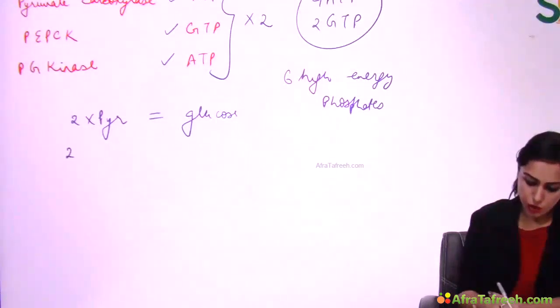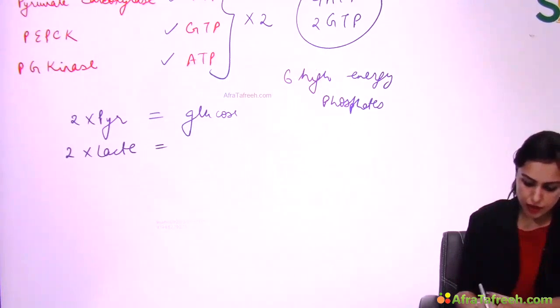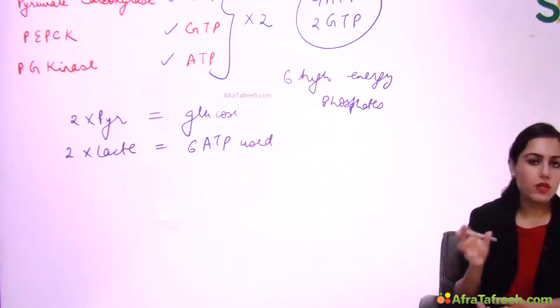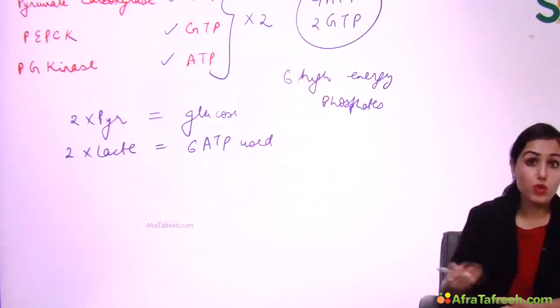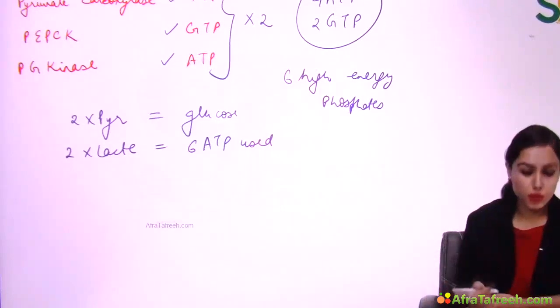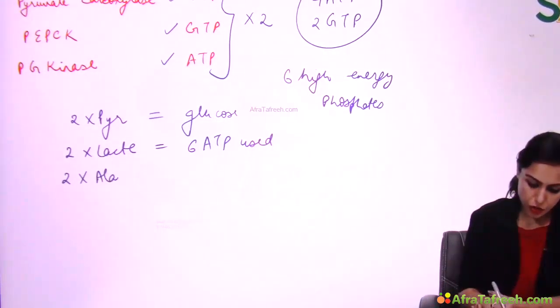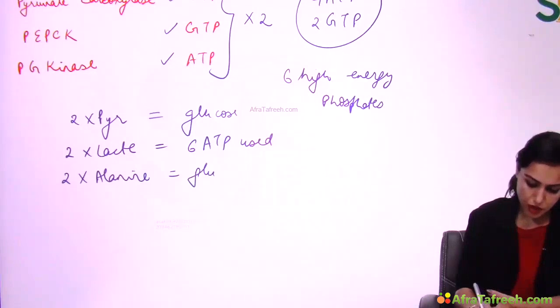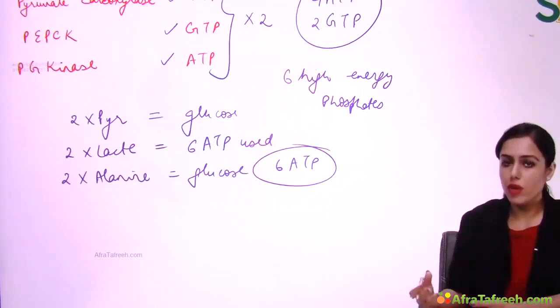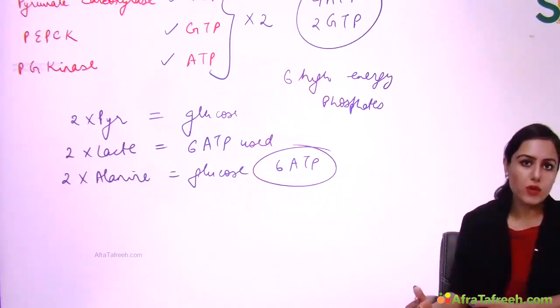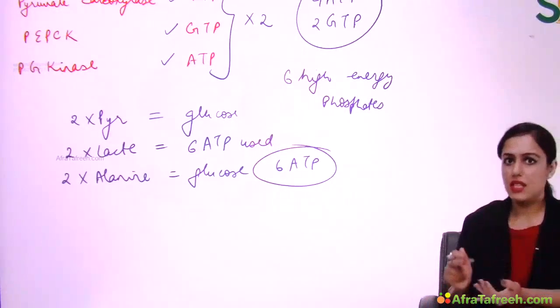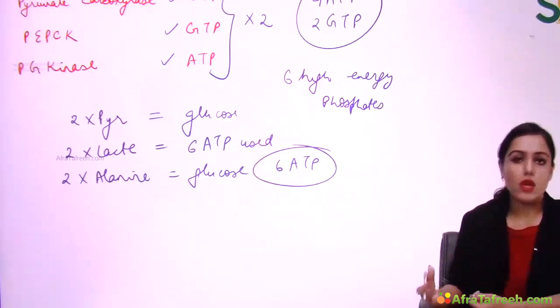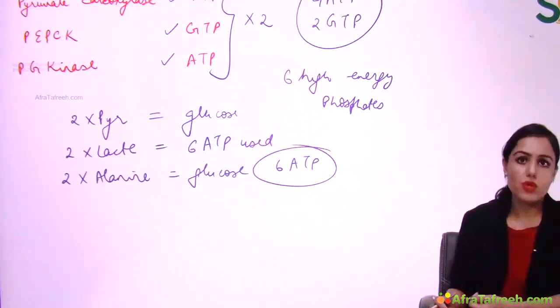Also, if they ask you about 2 molecules of lactate, also 6 ATPs will be used, because lactate will form pyruvate, and here there is no use or production of ATP in the conversion of lactate to pyruvate. Again, if they ask you one more thing, 2 alanine will make glucose, and here also the same 6 ATPs will be used, because alanine can be converted to pyruvate, and in the conversion of alanine to pyruvate there is no use or production of ATP, right? So pyruvate, lactate and alanine, all 3 make glucose, and 2 molecules will be used to make glucose with 6 ATP.